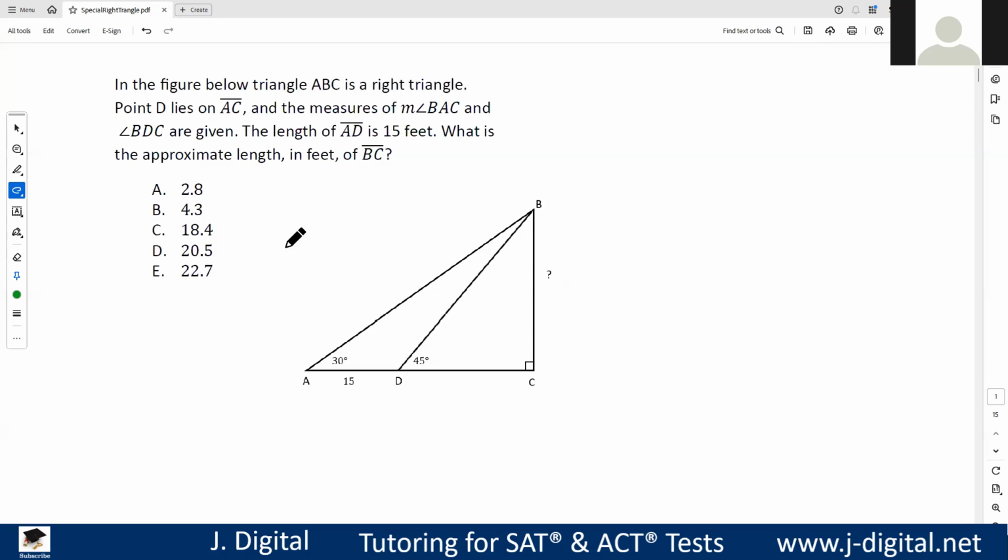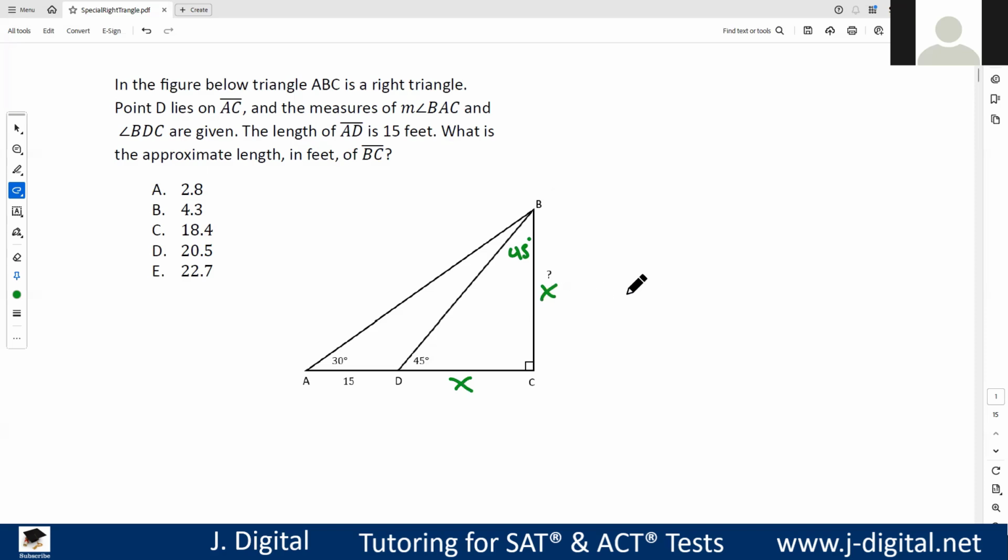Okay, so again, when you see 30s and 45s in a right triangle, you should think of the special right triangles. There's several ways to solve this one, so I'll go through the various methods. Okay, we see we have 45 here. This is also 45 degrees. So this BDC is a 45, 45, 90 degree triangle. We can relate the legs as x, so both of these are x.